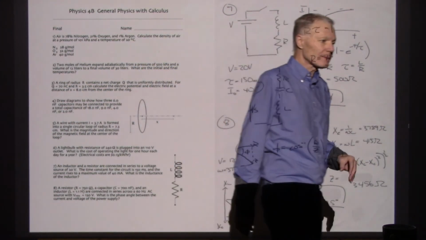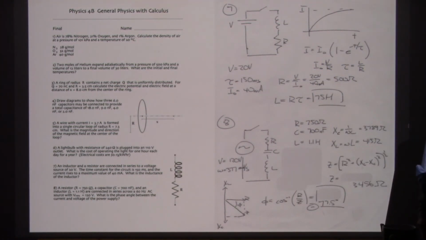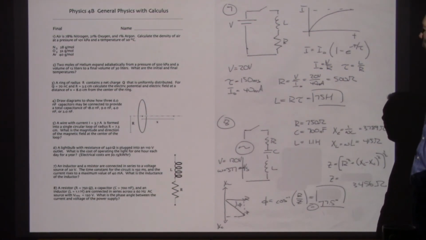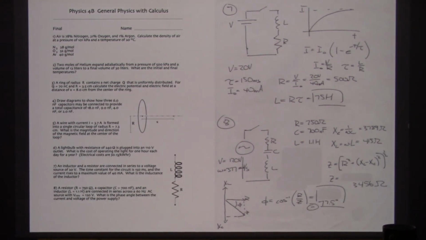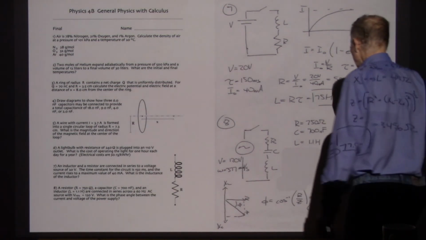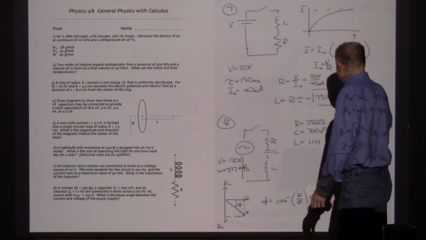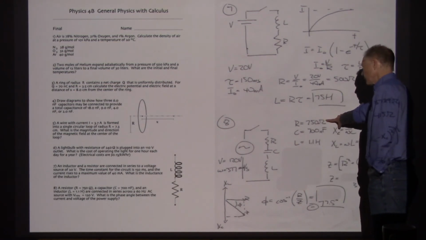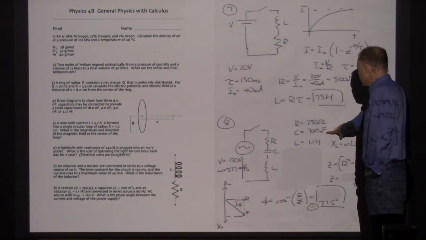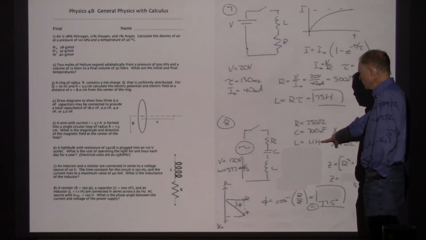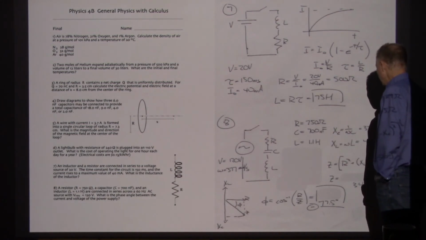So all the outlets that we work from, the nominal values on those outlets are 120 volts RMS, it's an RMS value, and 60 hertz for the frequency. That's how fast we spin the generators in the power plants. And so I've written down all of the given information: 750 ohms of resistance, 700 nanofarads of capacitance, and a more sensible amount of inductance, 1.1 henry.